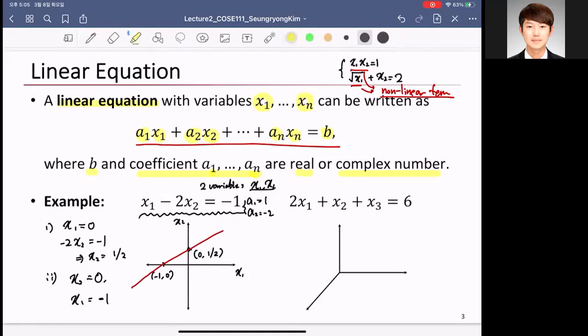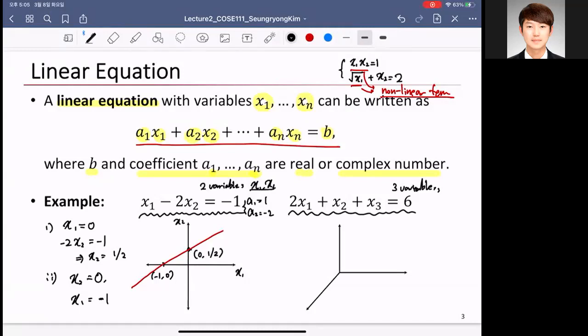What about this? Let's suppose that we have an equation like 2x1 plus x2 plus x3 is equal to 6, and we have 3 variables and 3 coefficients, right? So a1 is equal to what in this case? a1 is equal to 2, and a2 is equal to 1, and a3 is equal to 1 in this case, right? So when we plot this equation in a 3D space, it's going to be a plane.